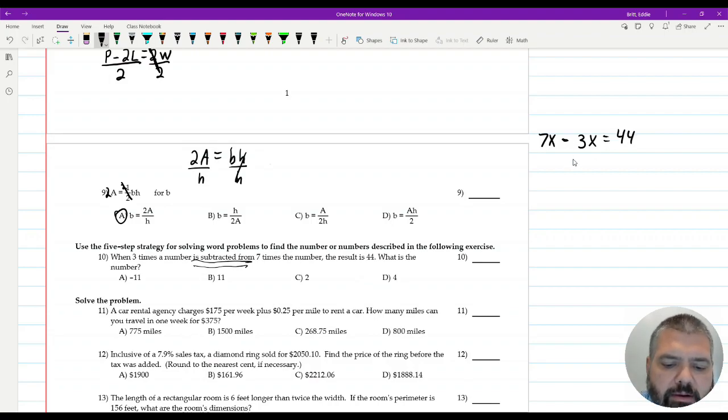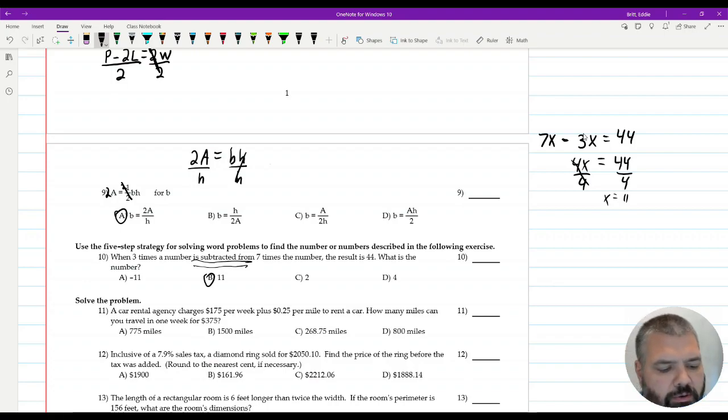So 7x minus 3x is 4x. Again, students usually mix those two up, so make sure you don't mix that up. Because if you do mix those two up, you would have got negative 4x, and then you'll get the wrong answer. All right, so I have x equals 11. That's my answer. You can see the negative answer is there too, so make sure that you put these in order.